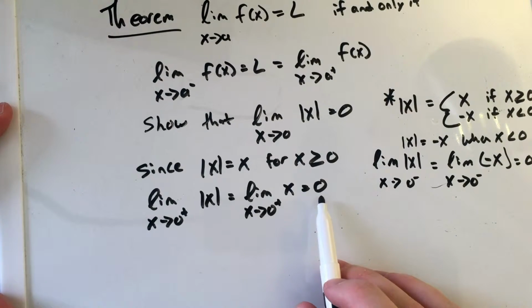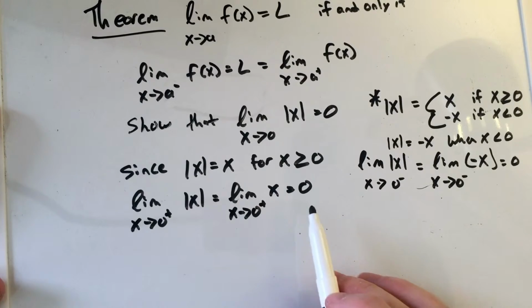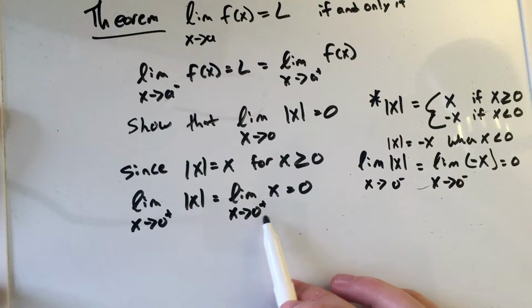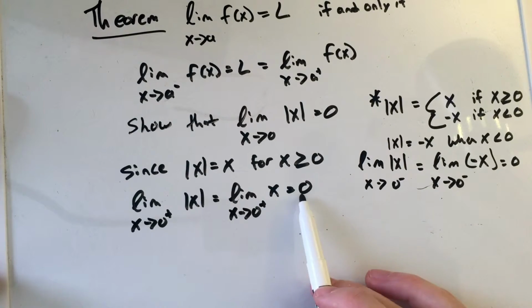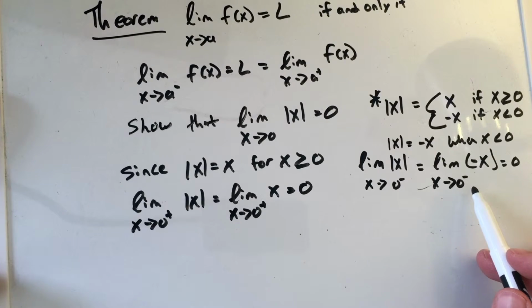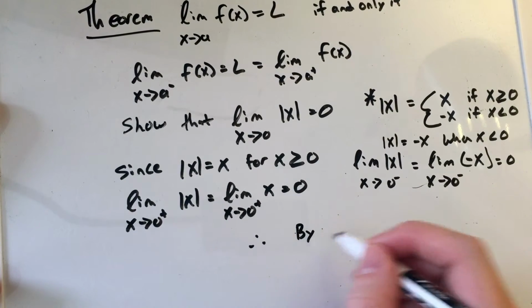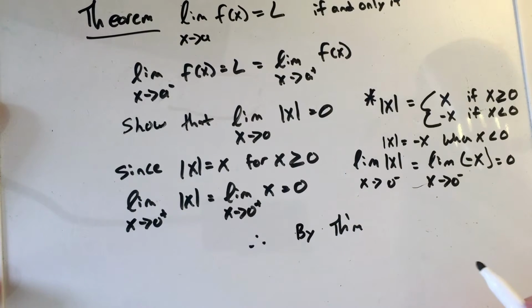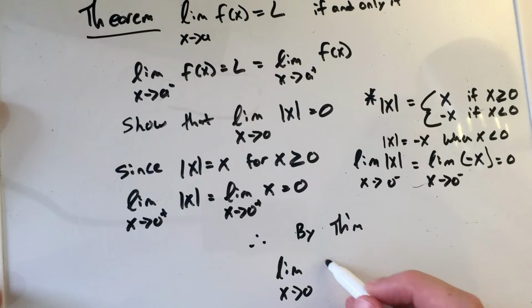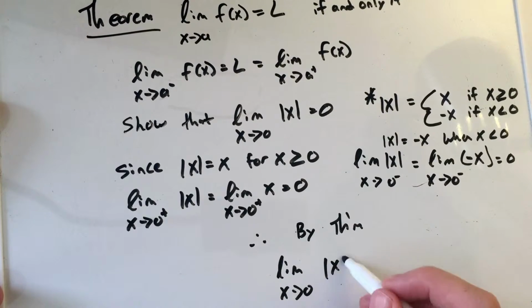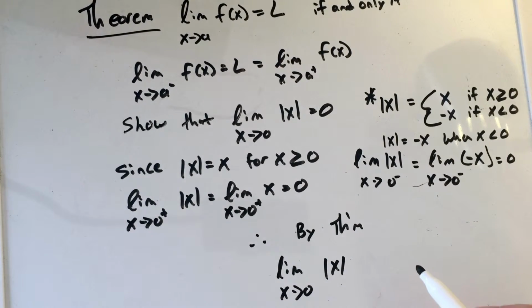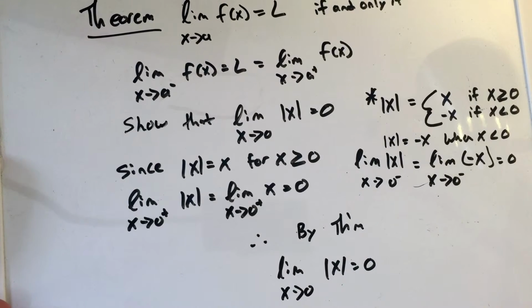So here we can see that from the right-hand side the limit approaches 0, and from the left-hand side it approaches 0 as well. So therefore, by our theorem, we can state that the limit as x approaches 0 of f of x, which is the absolute value of x, is in fact 0.